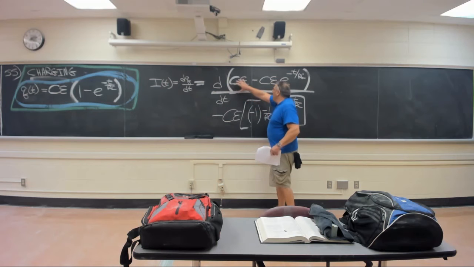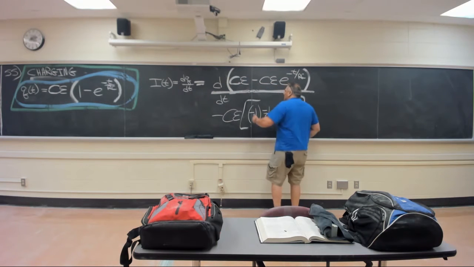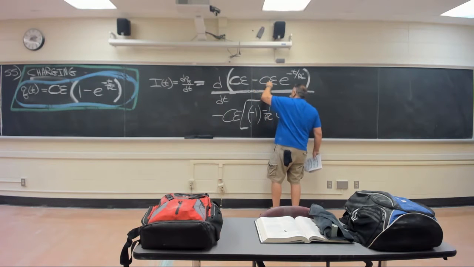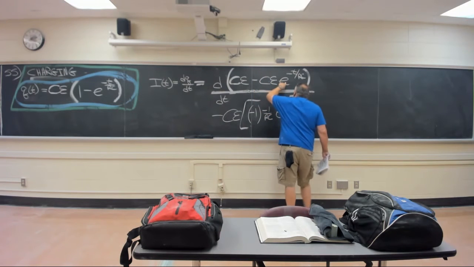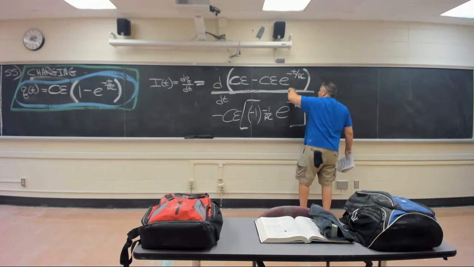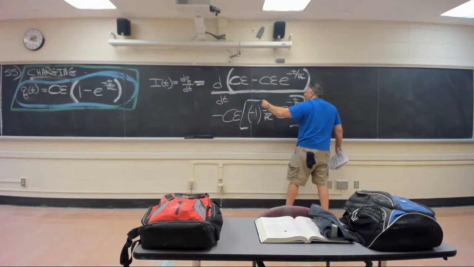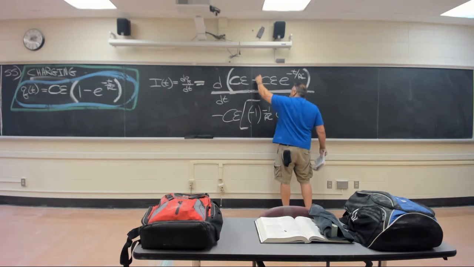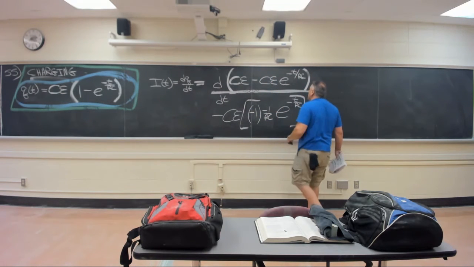d/dt of this sum, because it is a sum, it's CE plus a negative CE, e to the negative t over RC. Well, the derivative with respect to time of a constant, this constant under consideration is C times E. The derivative with respect to time of the constant CE is 0. This is plus a negative CE, e to the negative t over RC.